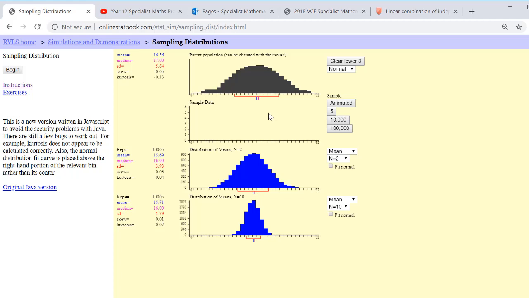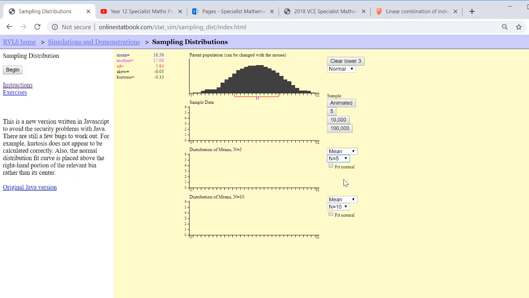Now, the whole point of the sample mean is that if I was to take a sample of size, say, 5, we're going to animate 1, 2, 1, 2. At the moment, I've got n equal to 2. So let's do 5 and let's do 10 and see the difference. Okay, so I'm going to animate this.